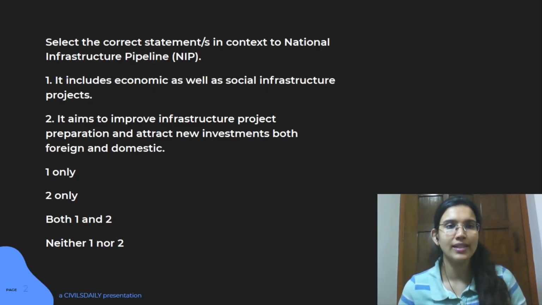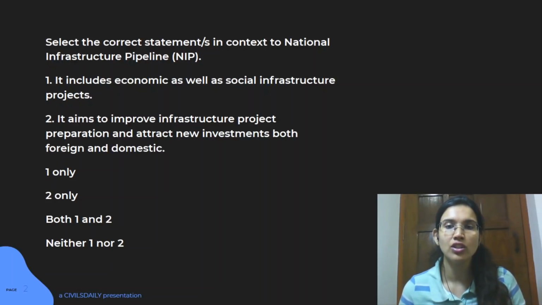So the question goes like, select the correct statement in context of National Infrastructure Pipeline. The first option says it includes both economic and social infrastructure, and the second is it aims to improve the infrastructure project preparation and attract new investment, both foreign and domestic. So basically, two things you should know with respect to this particular initiative. Number one, is it covering only the economic and social infrastructure?